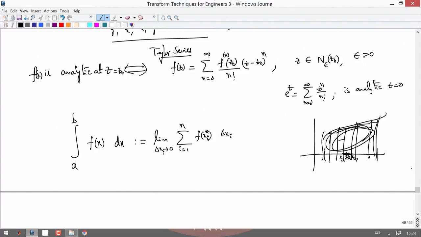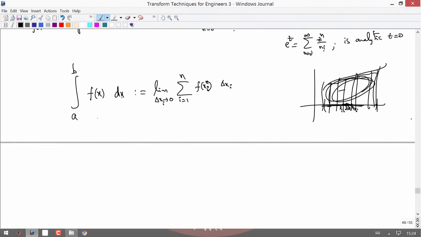Finally you allow the biggest of the delta x i, the maximum of them, so that each part goes to 0. If you choose this, you see that this is the definition of the area under the curve, which is exactly what you learnt in calculus, your integration. This is a Riemann integral, a finite integral, and then there is something called the improper integral.